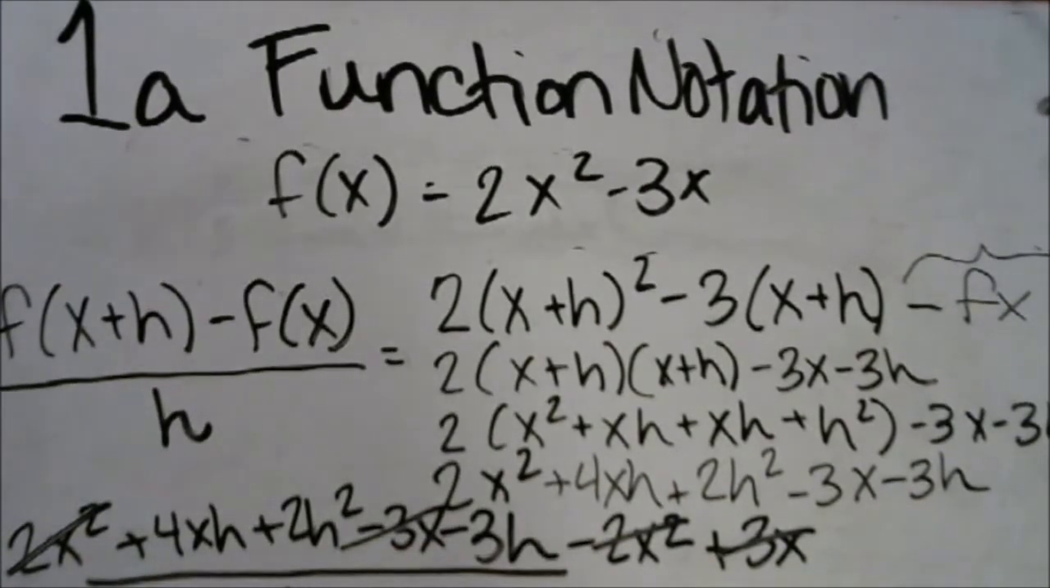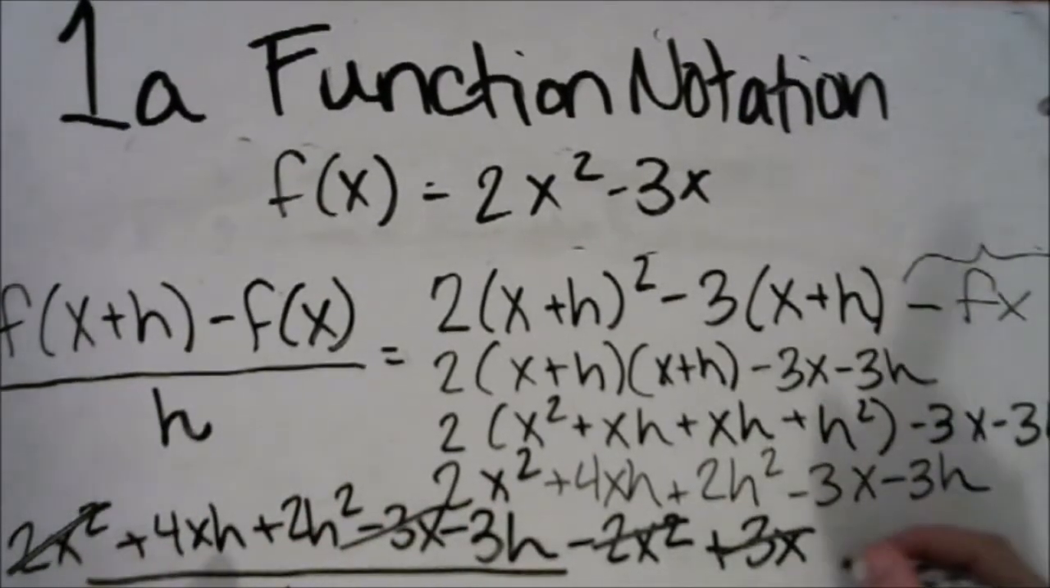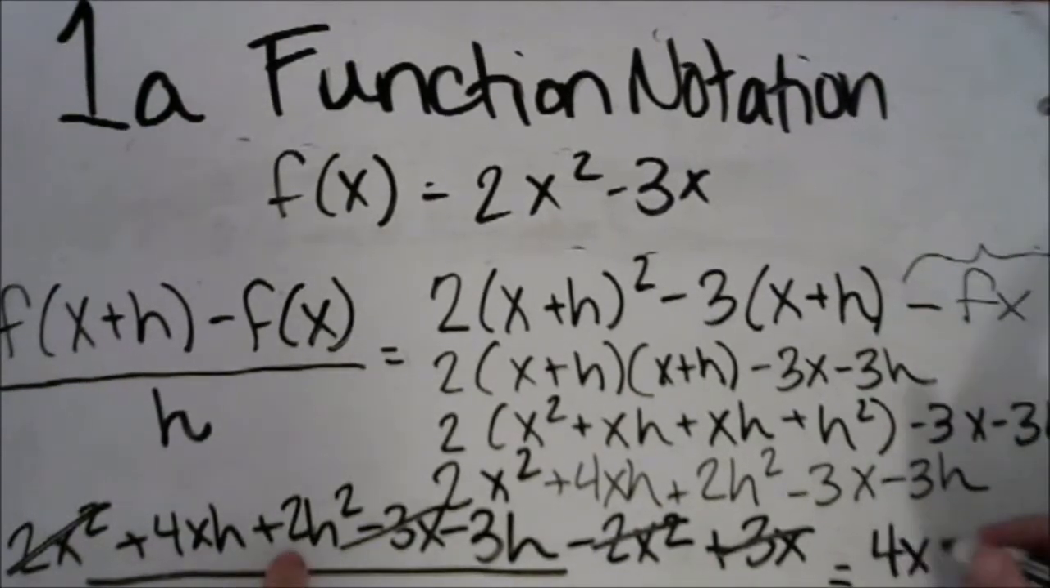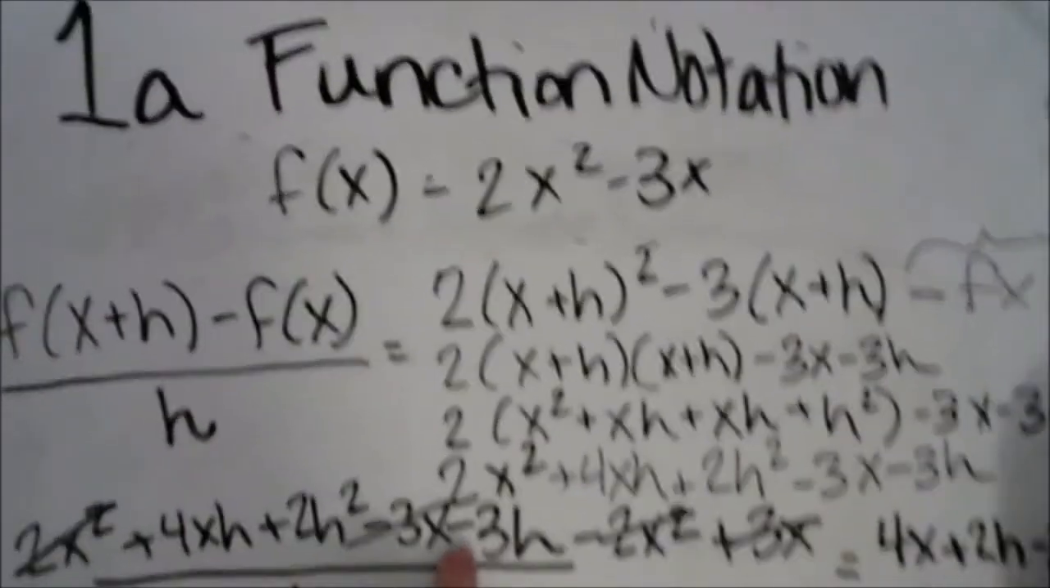So this h in the denominator will divide out any h in the numerator as long as we pull it out of every single term. So if we pull an h out of every term, we're left with 4x plus 2h minus 3. And that is the derivative.